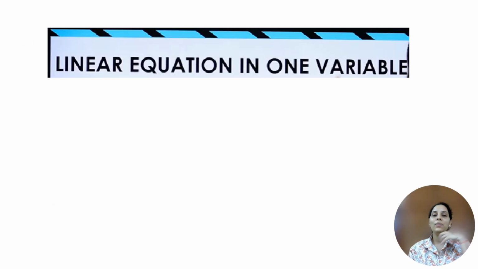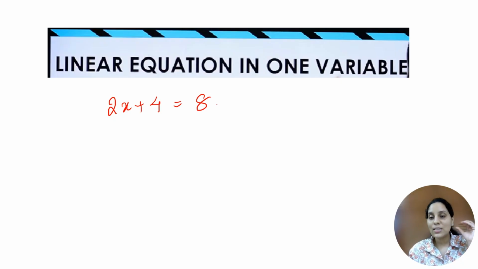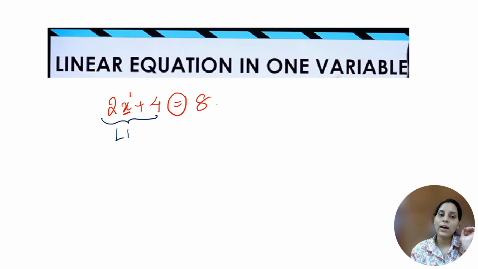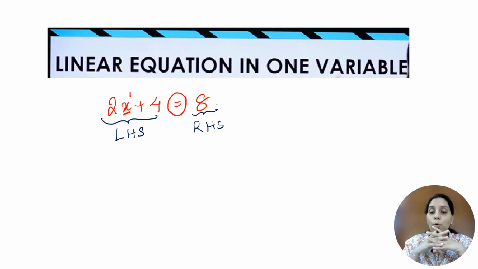Now let us see some examples of linear equations in one variable. Let us take 2x plus 4 is equal to 8. This is an equation because it has an equal to sign, it is linear because the highest power is 1, and it is in one variable because we just have one variable. A linear equation is divided into two parts: the left hand side, known as LHS, and after the equal to sign, the RHS, which is the right hand side.